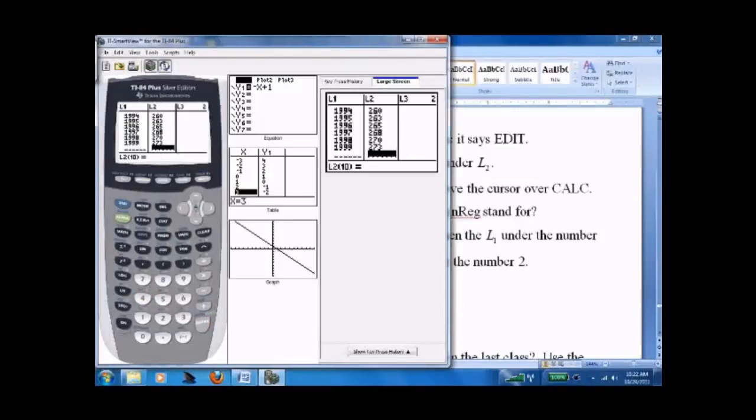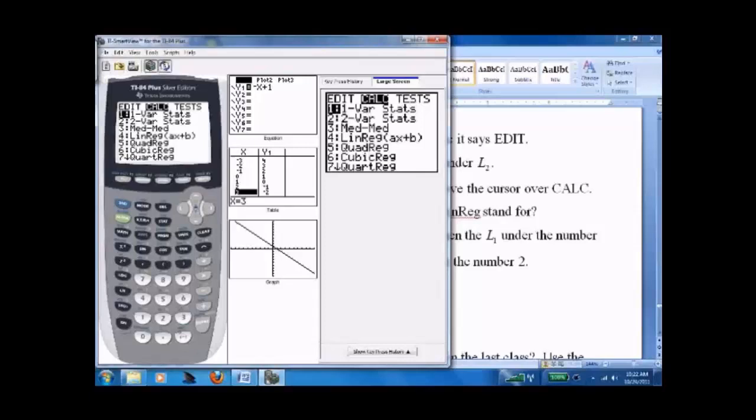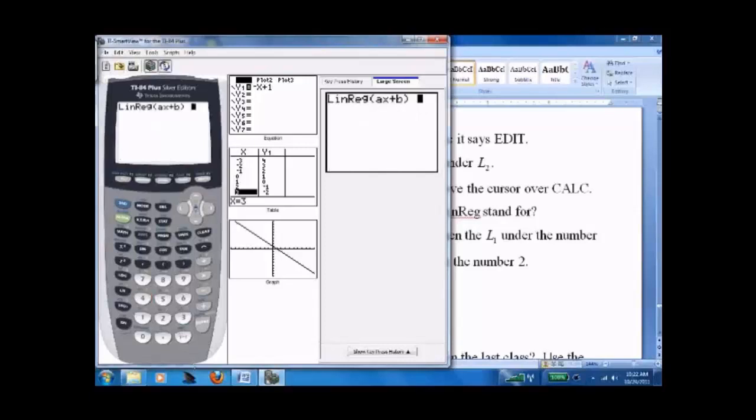So hit second and quit, so we get out of there. Hit stat again, and move the cursor over to calc, so we'll go to the right one. There's calc. We go down to number 4, and I just clicked 4. We get LinReg(ax+b). LinReg stands for linear regression, which is what we've been doing, fitting a line to data.